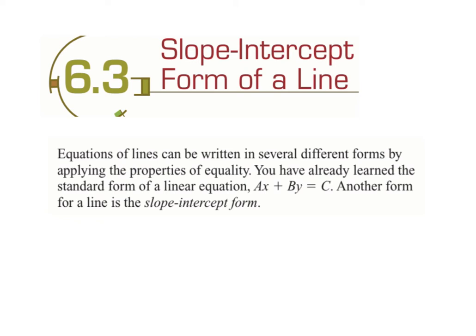Slope-intercept form of a line. So we've already talked about standard form of a line, which is mentioned here in your book at the top of the page: AX plus BY equals C. We are now going to talk about a new form of a line, which is called slope-intercept.